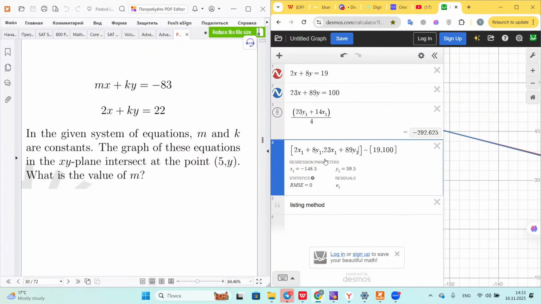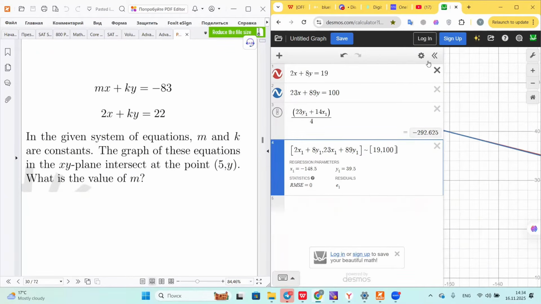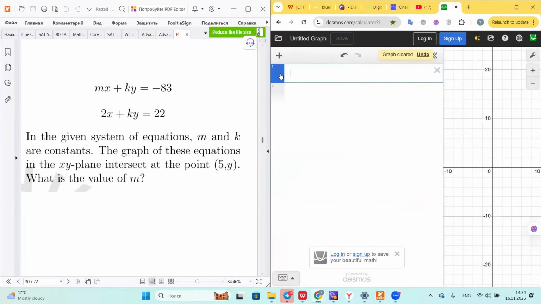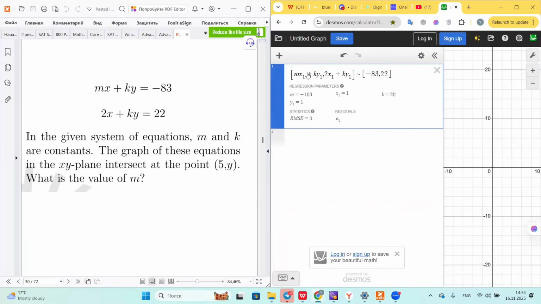Now we can see the problem can be solved like this, as any simultaneous system of equations can be solved. Now, we will solve the problem shown on the screen. We can use these brackets again. The first information is here: m x1 plus k y1 equals minus 83. Another one, 2x1 plus k y1 equals 22.